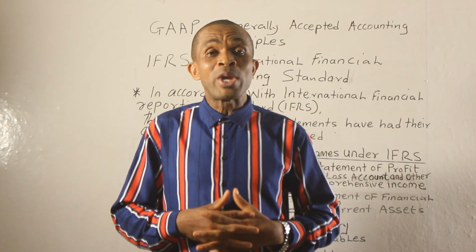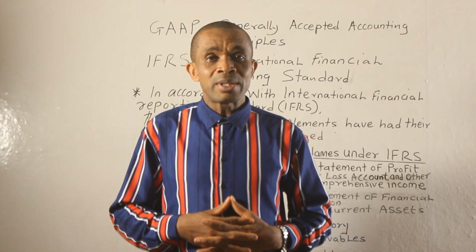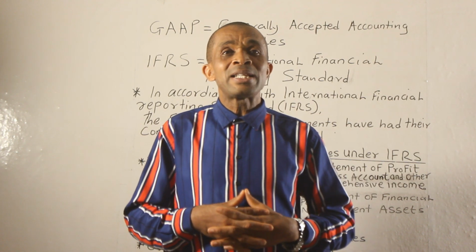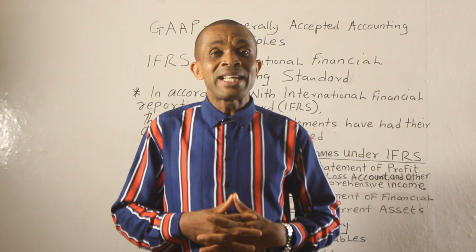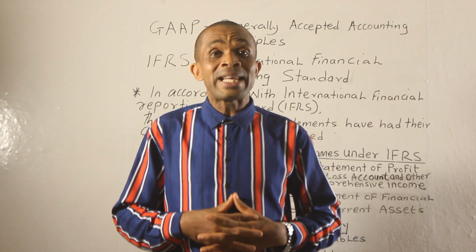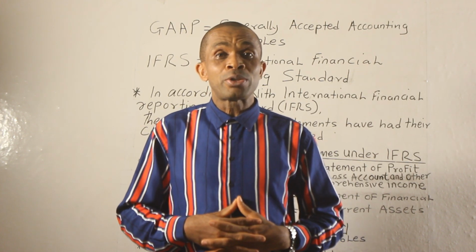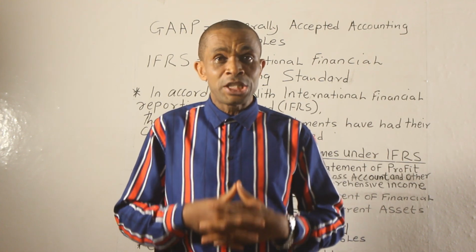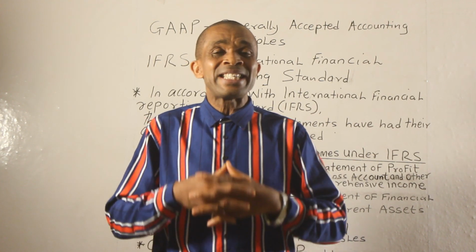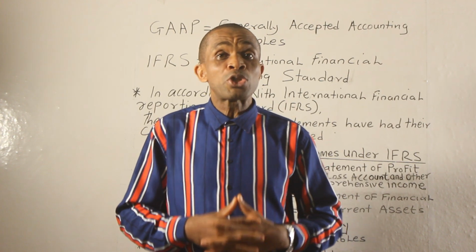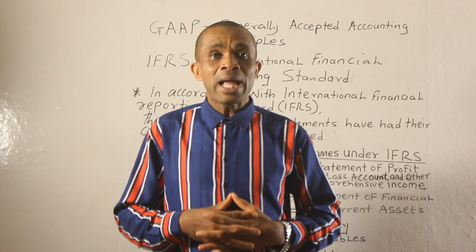Under GAAP, we have what is known as net book value. That is when the value of a fixed asset or non-current asset is carried forward in a particular accounting period. In most cases, after depreciation or accumulated depreciation has been deducted, the remaining balance is called net book value. That is under GAAP. But under IFRS, it is called carrying amount.